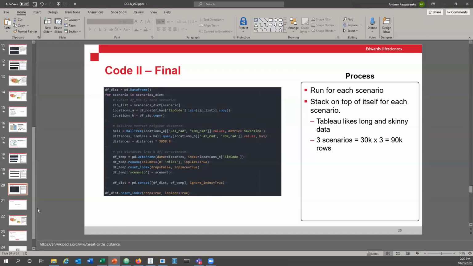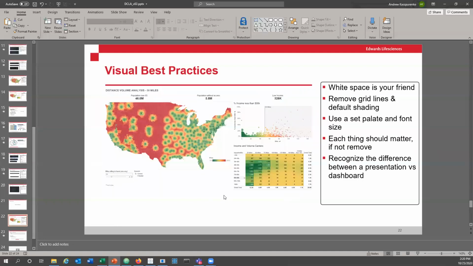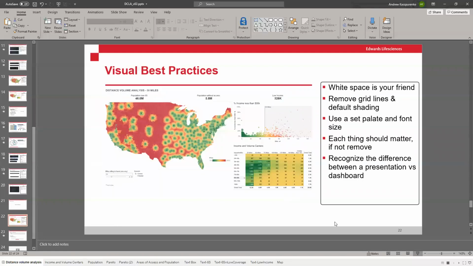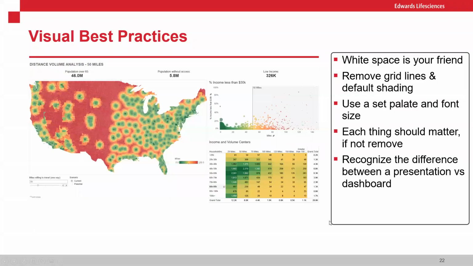Which all then leads into the final piece, the visual. On the visual, I wanted to make this comment on visual best practices, which is white space, white space, white space. If things don't matter, take them out. The default settings for Tableau are great for a lot of things, but one of the things I always like to do is take out the grid lines, take out the shading colors, set a very standard font and palette size or palette color setup, and everything should be nice and clean.